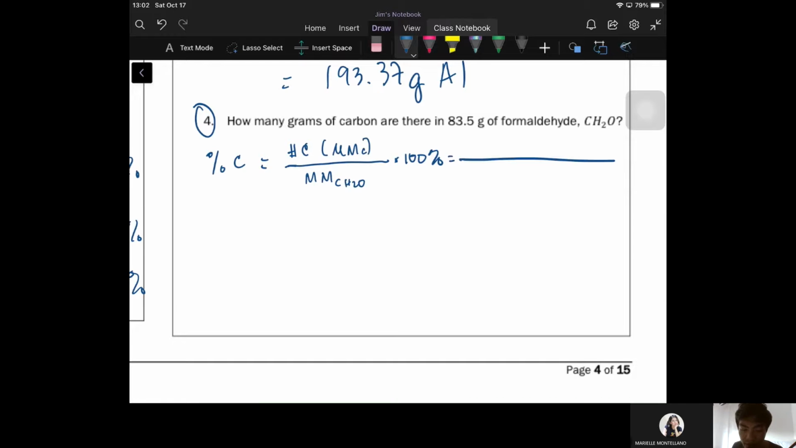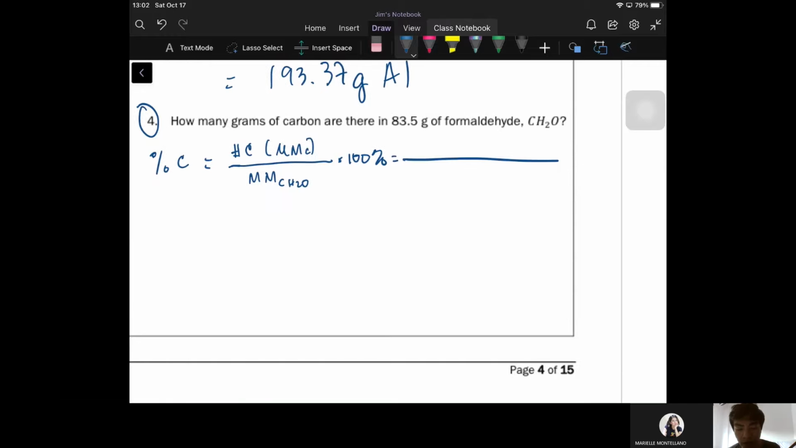Okay. Then, ano na? So, ilang carbon meron tayo? Just one carbon atom. The molar mass of the carbon atom is 12.011 grams per mole. I will not write the unit anymore kasi ka-cancel din natin yung later on. Then, the molar mass of the compound, CH2O, so that's 30.026 grams per mole times 100%.